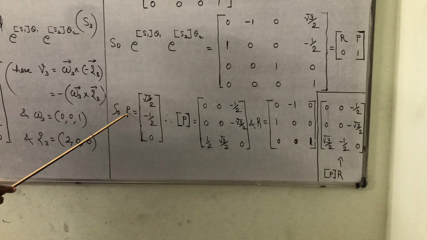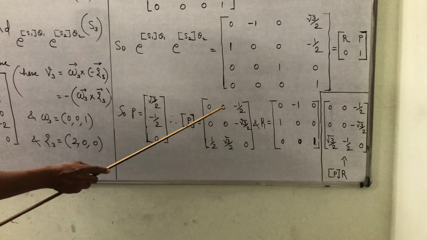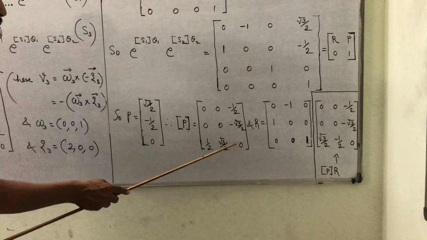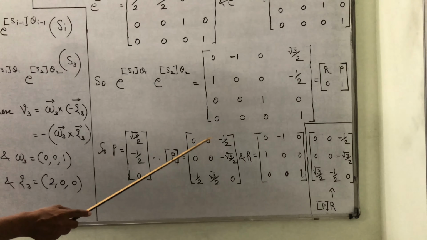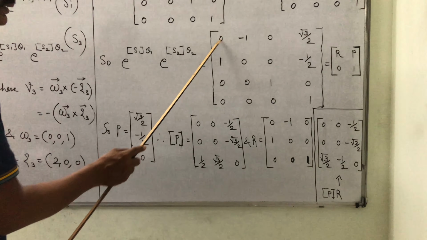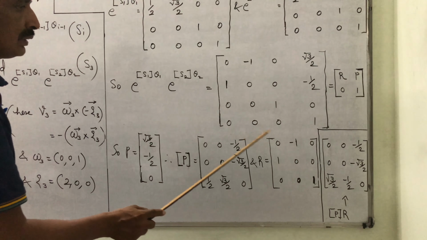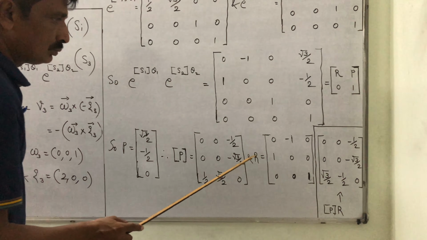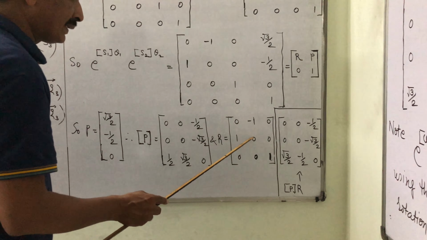So the skew symmetric of P is, according to the definition, 0 0 minus half, 0 0 minus root 3 by 2, half root 3 by 2 0. And R is this 3 cross 3 matrix. So we require the product of these two, and I have multiplied these two matrices here.